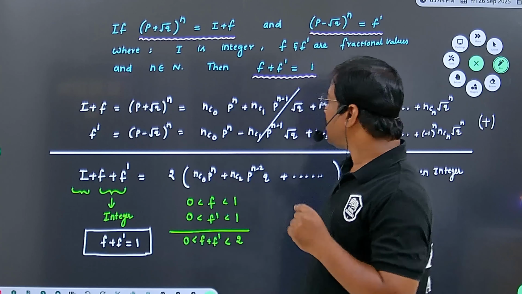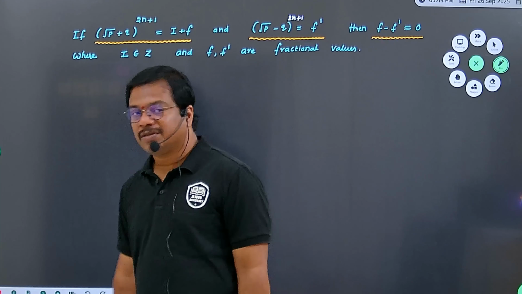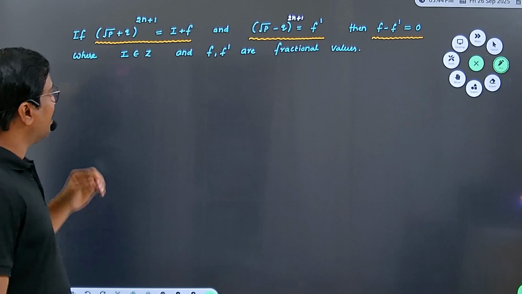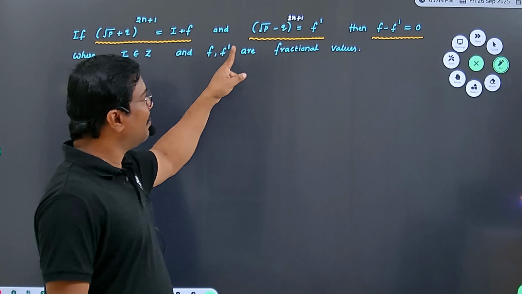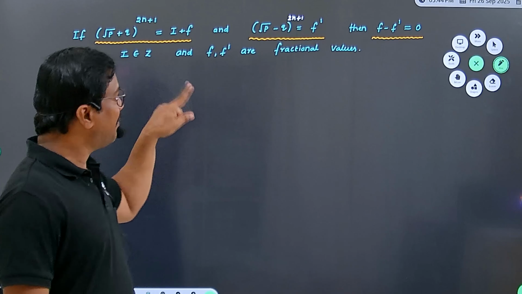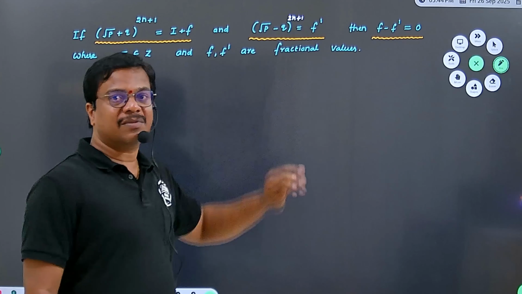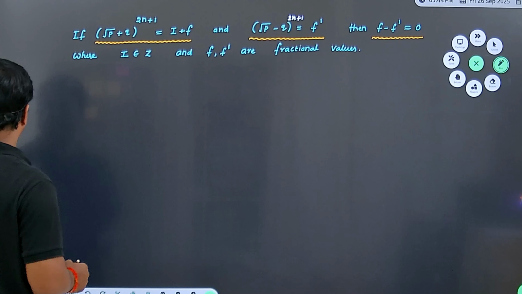Let us move to the second result. See the statement: root p plus q whole power 2n plus 1 is I plus f, and root p minus q whole power 2n plus 1 is f dash. Then the result is its difference becomes 0. Let us see.